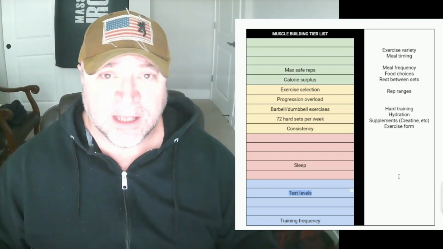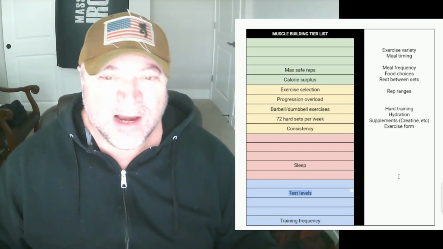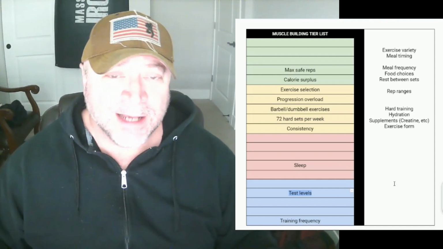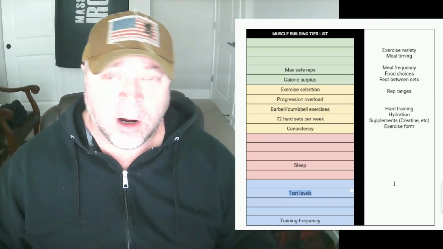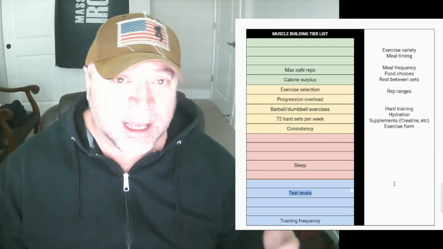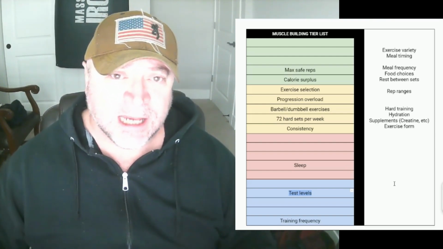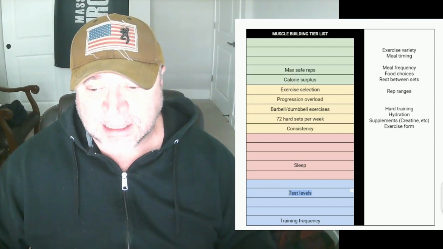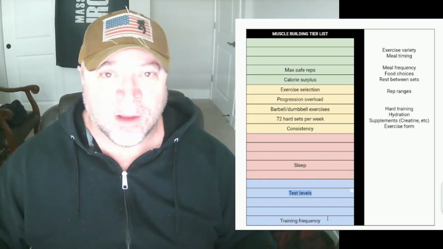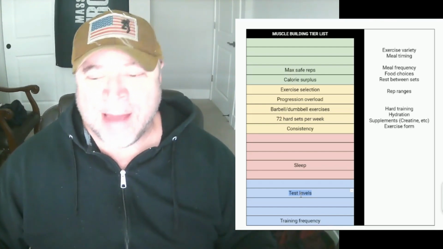Now test levels, we're kind of getting into some of the more areas that don't matter as much. A lot of men tend to think test levels matter a lot. Now, if you look at the natural women that are training hard with all these variables in place, they're making good progress. They have much lower test levels than men who have what's considered to be low testosterone. So test levels going to be lower on the scale. I would rate sleep more important than test levels. And test levels, I don't know. I still think training frequency doesn't really matter at all. Test levels probably matters just a hair more than training frequency.